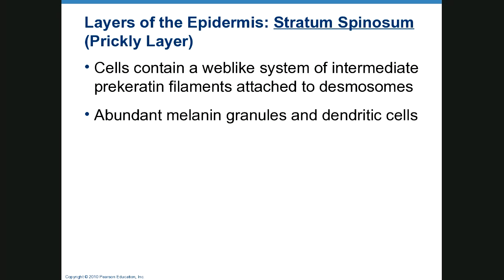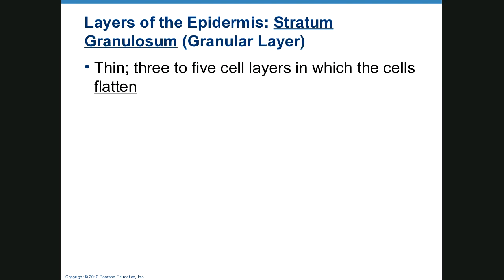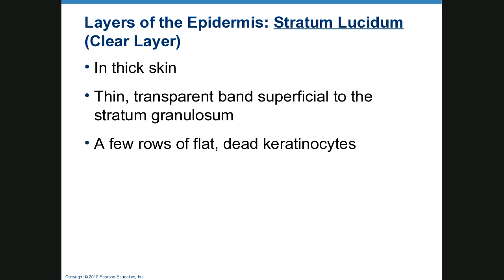Next layer is stratum spinosum. It's starting to get some little filaments attached to desmosomes that are pre-keratin filaments. And there's also a lot of melanin in here, as well as dendritic cells. The stratum granulosum is 3 to 5 cells. This is where you're starting to get true flattening of the epidermis. Stratum lucidum is only in thick skin, so there is a difference in thick and thin skin. It's a thin, transparent band, superficial to the stratum granulosum, just a few rows of dead keratinocytes.